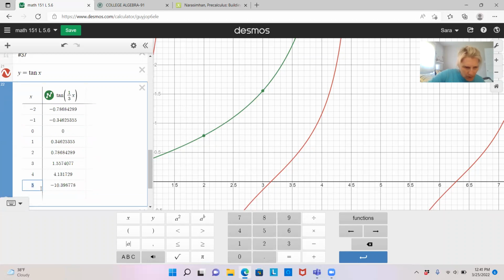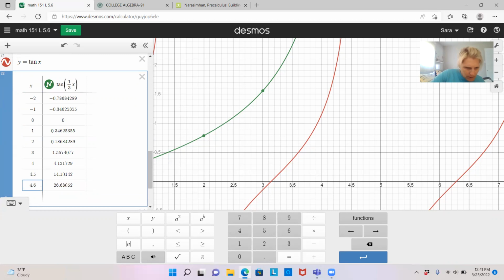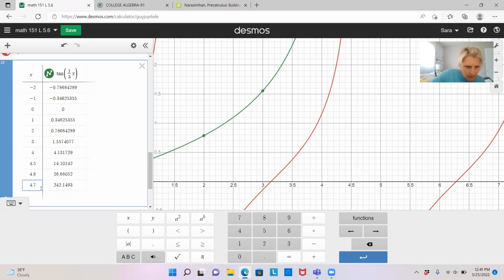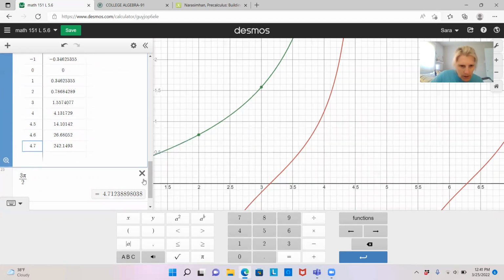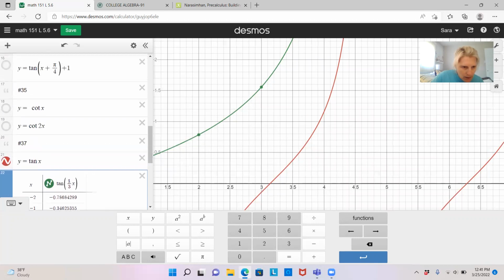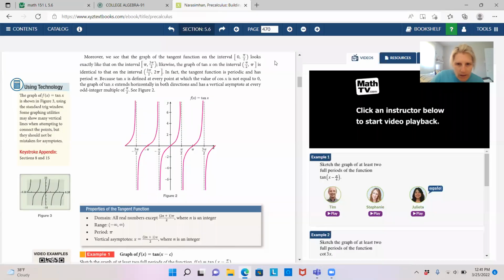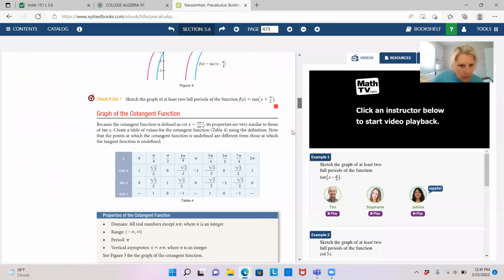Okay, so we know it's in between 4 and 5. So if I did 4.5, 4.6, 4.7, it's getting infinitely large, and we know that 3 pi over 2 is 4.71. So we are close. So I think our function that we have is tangent of 1/3 x, pretty close. Wow. Okay. So the last problem that I wanted to do was number 45 in the book.